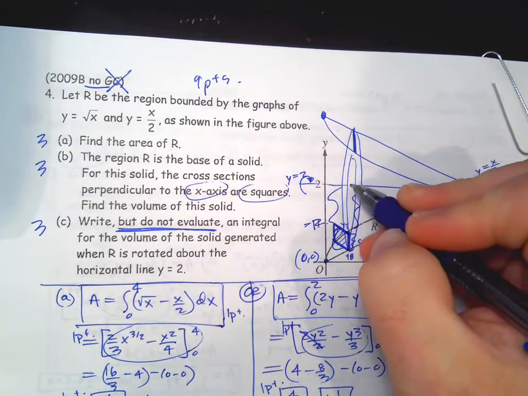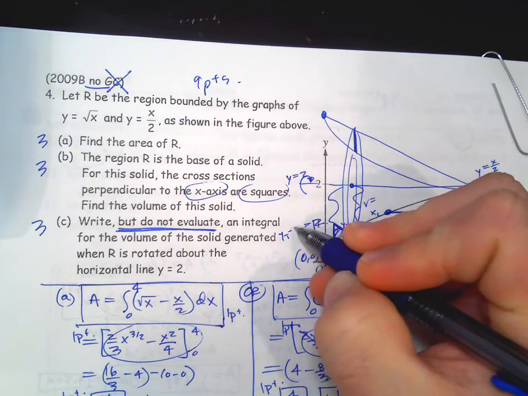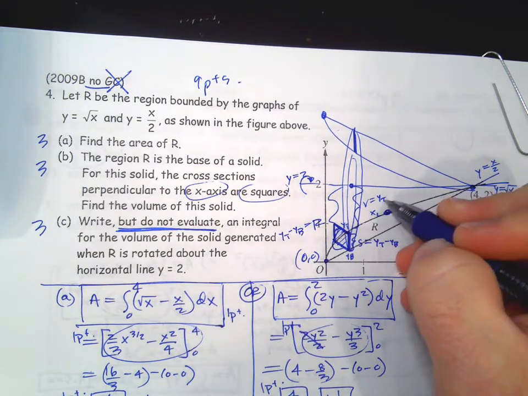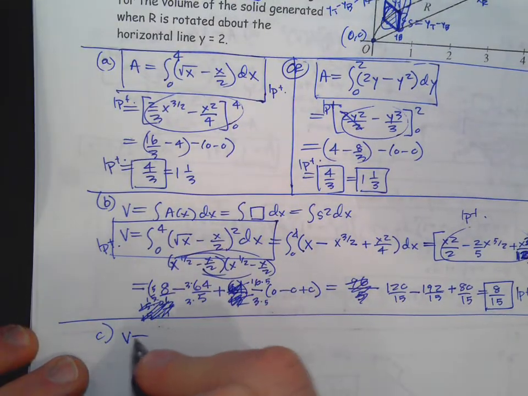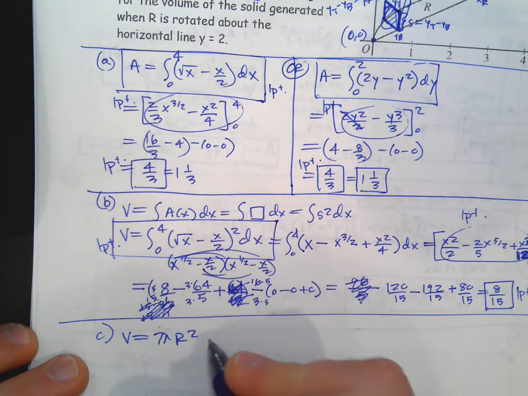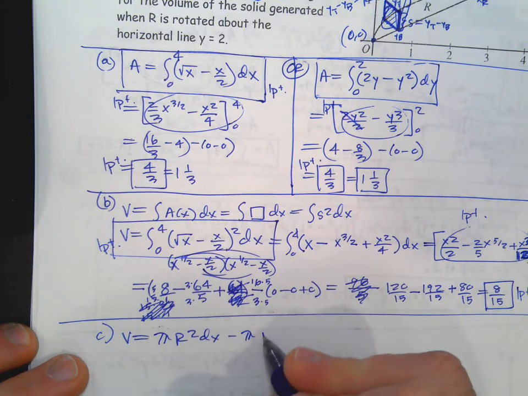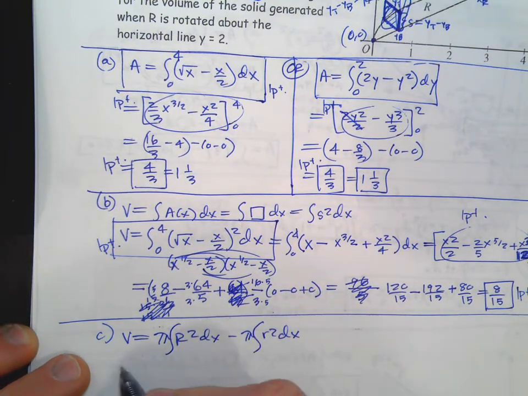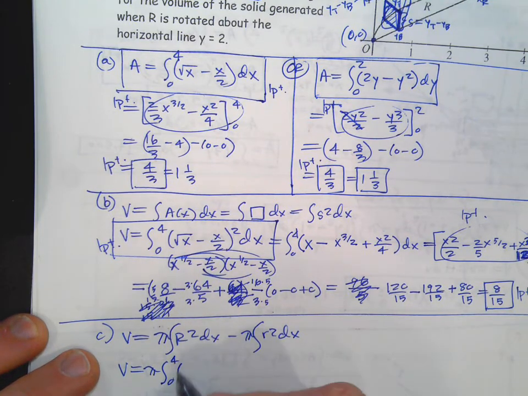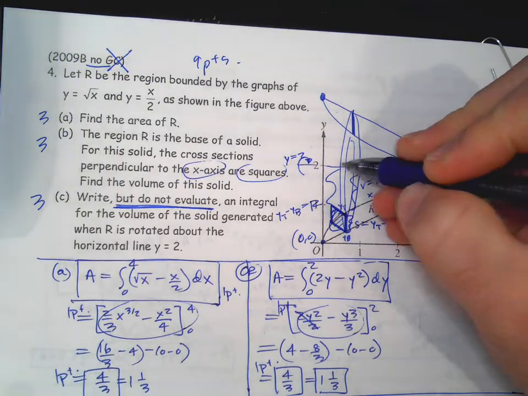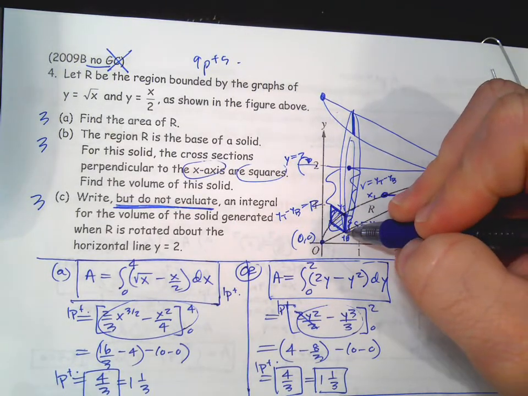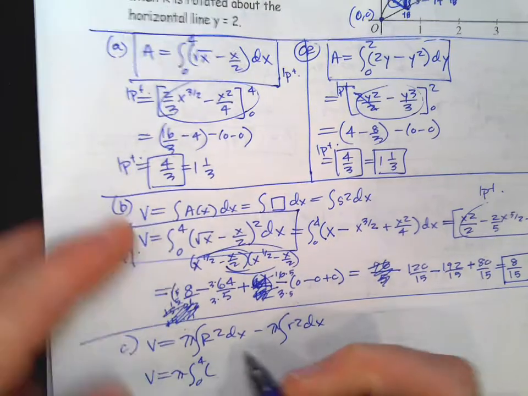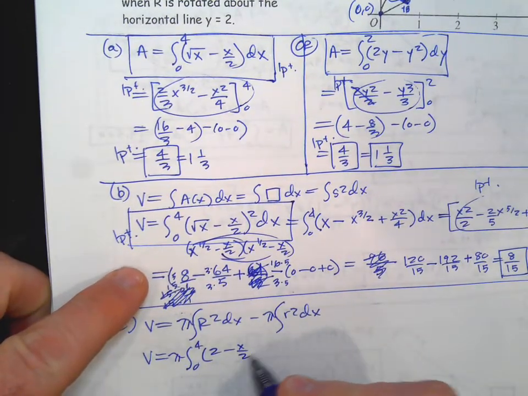These are going to be y top minus y bottom, both of them. Different y tops, different y bottoms. So the setup for that: you have pi R squared dx minus pi little r squared dx. That's one big disk minus one small disk. Integrate them. The limits are going to be in the x direction, 0 to 4. The big radius is going to be y top, which is 2, minus y bottom, which is x over 2. So it's going to be 2 minus x over 2, squared.